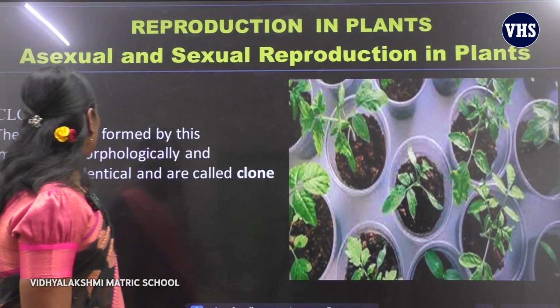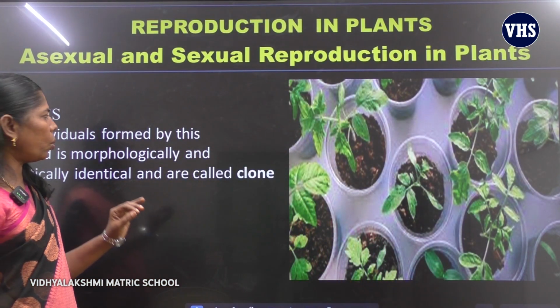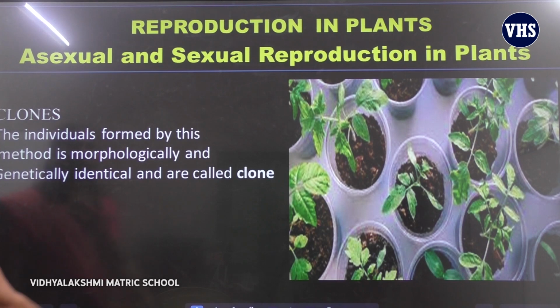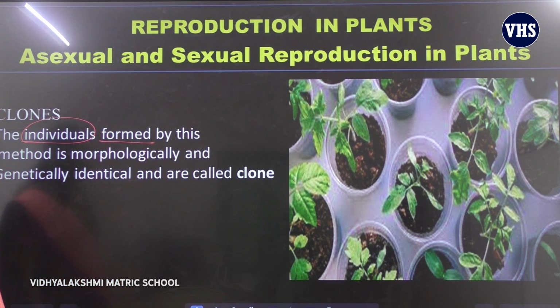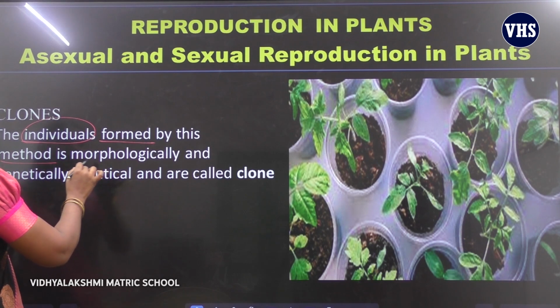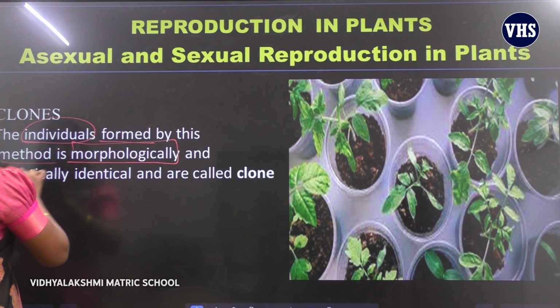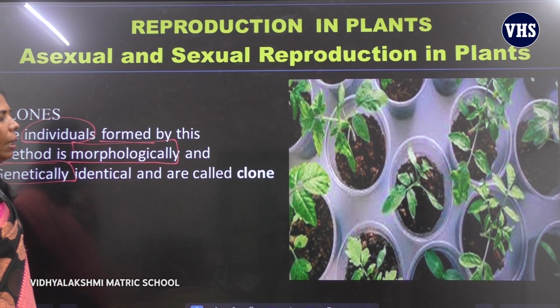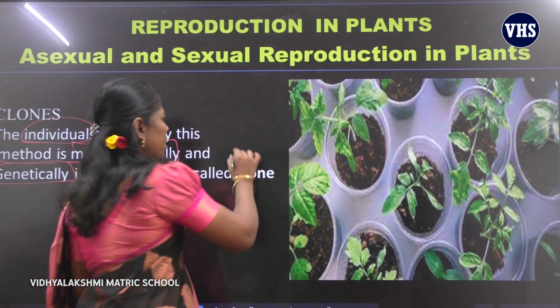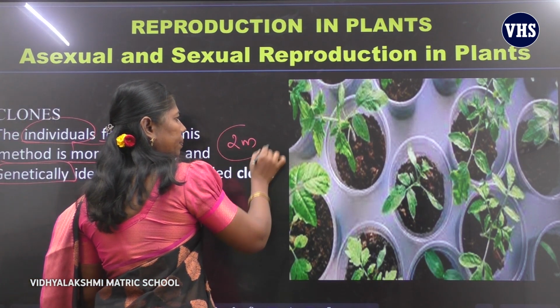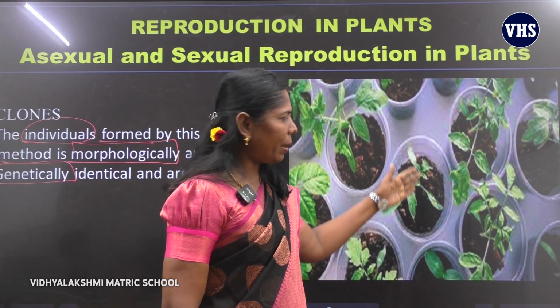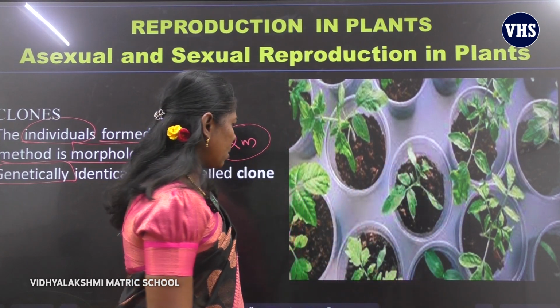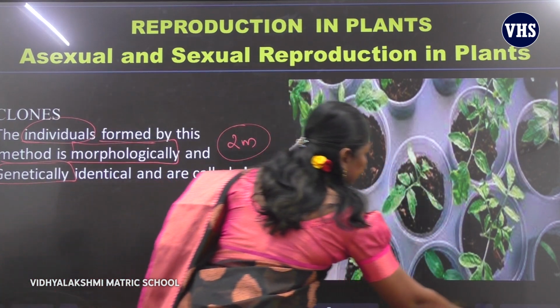And the next one is a very important 2-mark question. What is a clone? The individuals formed are a new organism. A new organism formed by this method is morphologically and genetically identical and is called a clone. Okay, so this is a very important 2-mark question. Here, all the plants are similar and identical to each other, so that is called clones.